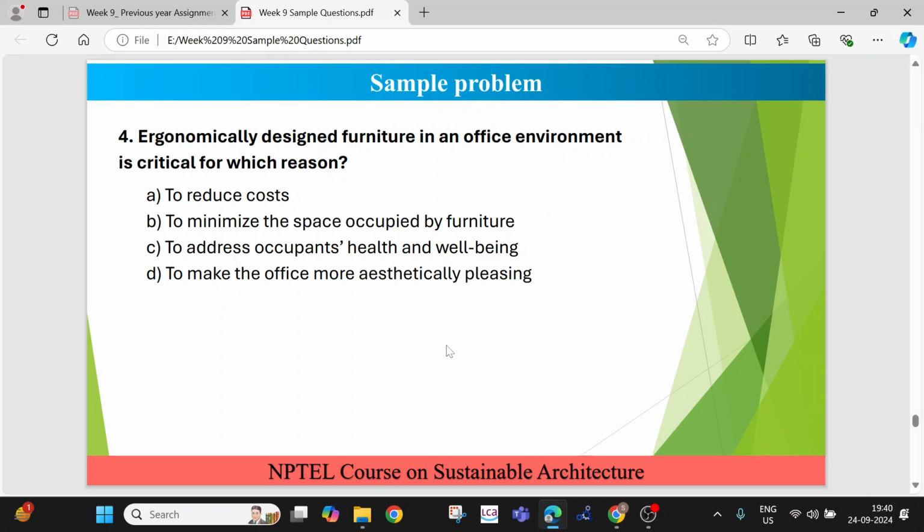This ergonomically designed furniture is necessary to prevent health issues like back pain or shoulder problems or other posture-related problems among the occupants who sit for long periods, ensuring their long-term health and comfort. That's why it is mainly designed to address the occupants' health and well-being. Option C, you have marked it correctly. So let's see how many of you can mark the correct answer to question number 5 as well.